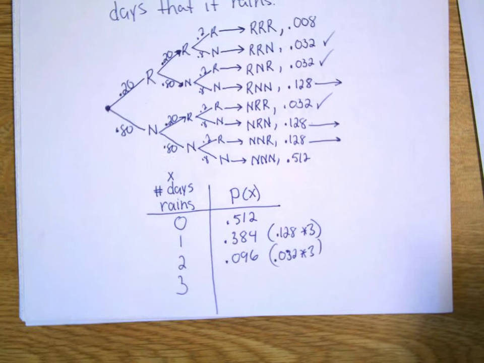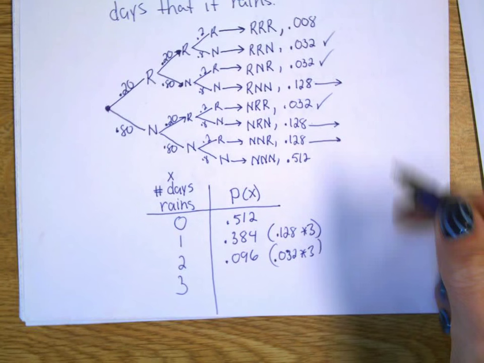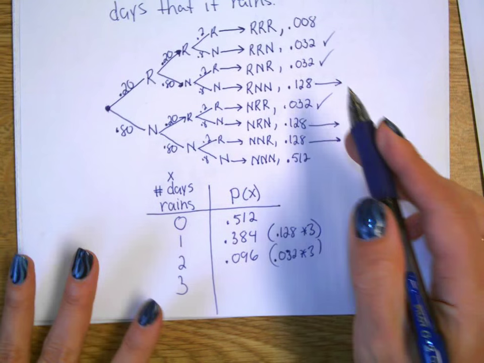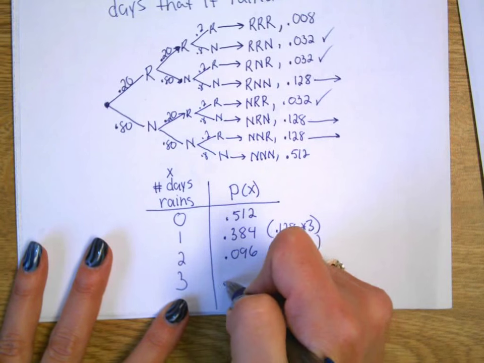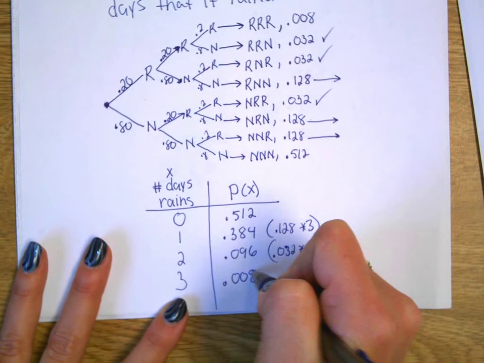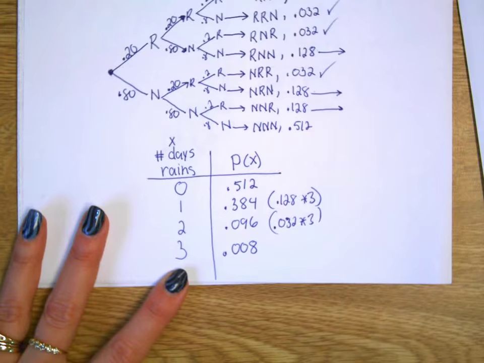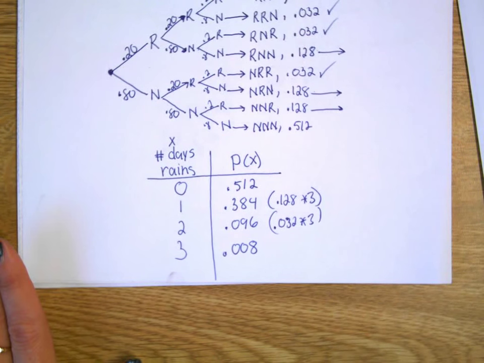And then what's the probability that it rains on all 3 days? How many times did that come up in my tree? Just the once. And what's the probability of that happening? 0.008. That's a probability distribution.